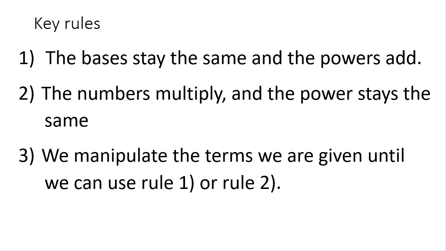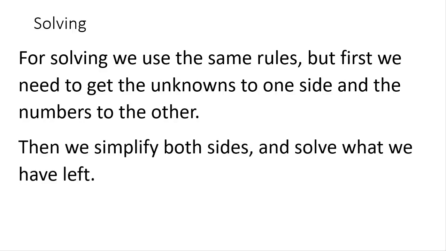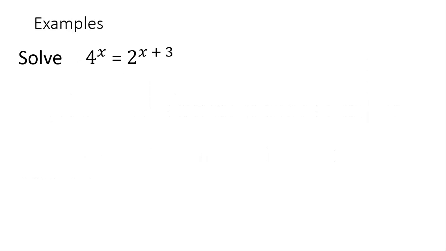Two rules which we've actually known for a long time, and then the principle that we try to use one of those two rules. Solving is somewhat different. With solving, we have to apply the same rule that we would apply with standard linear solves. We get the unknowns to one side and numbers to the other, and then we simplify those sides and solve what we have left. Some of these are quite hard, but I'll give you an example before we go.